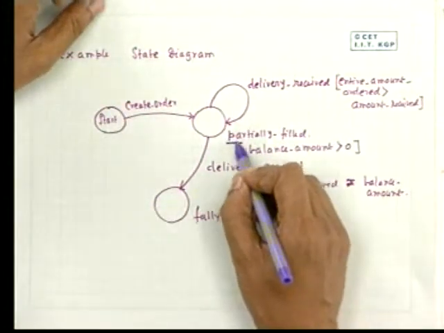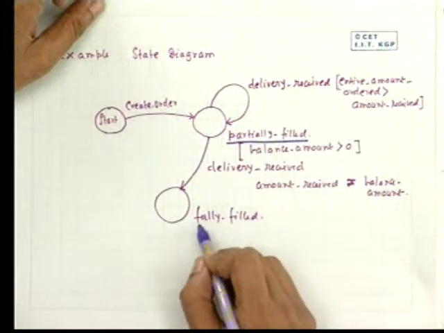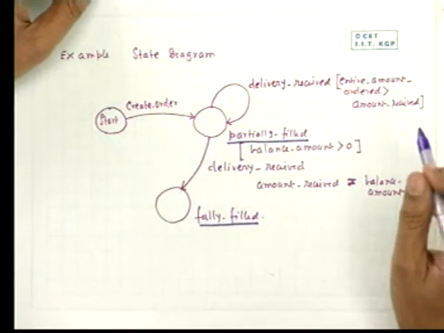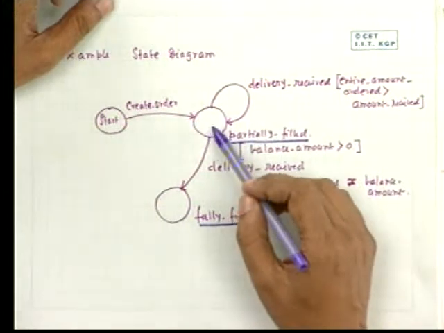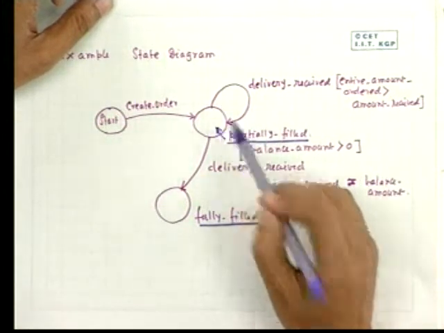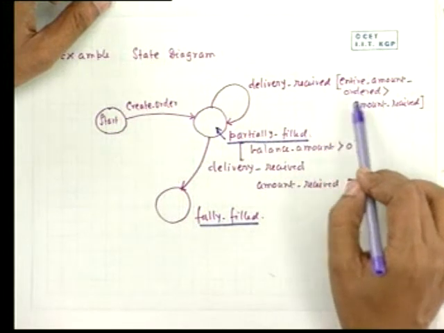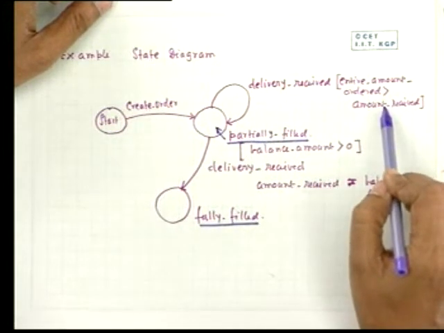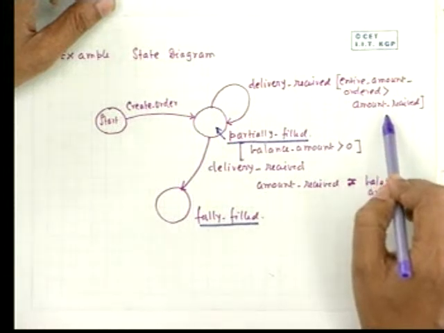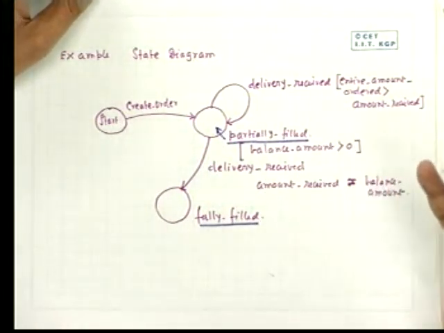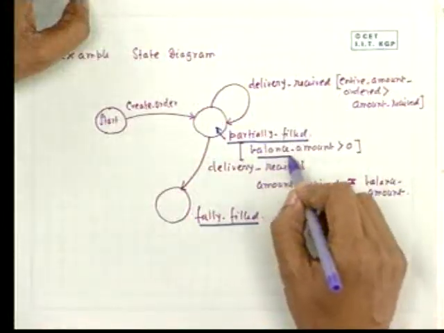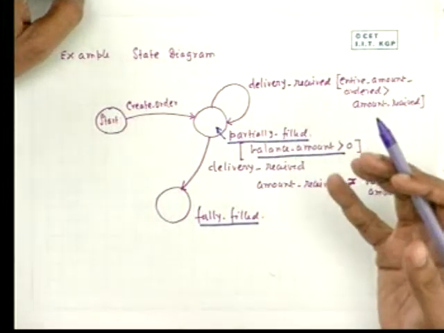Now this is the state name of a state, partially filled, and another state name is fully filled. When the object is in this state, suppose a delivery is received such that the amount ordered is greater than the amount received. In that case, we know that there will be some balance amount left, and all the amount that has been ordered has not been received. Therefore, the balance amount is not 0, and we can say that the order as an object remains in a partially filled state.